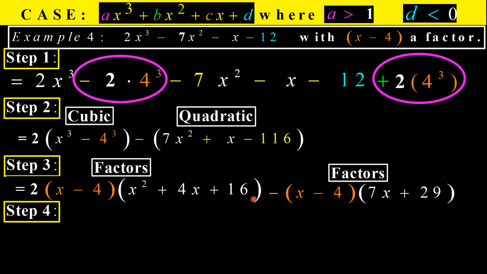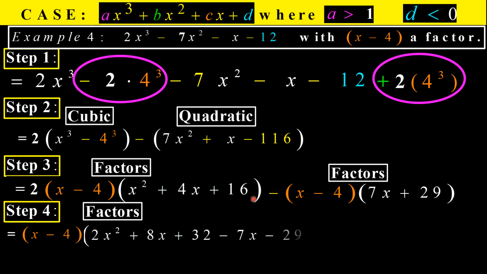Now you notice there's an x minus 4 which is common. So I take out the x minus 4. Now I still have the 2 left. So it's 2 times x squared, and 2 times 4x is 8x, and 2 times 16 is 32. And I've got a negative there, so it becomes negative 7x with negative 29. If I just collect all the like terms, 8x subtract the 7x becomes an x, and the 32 subtract the 29 becomes a 3. Okay.